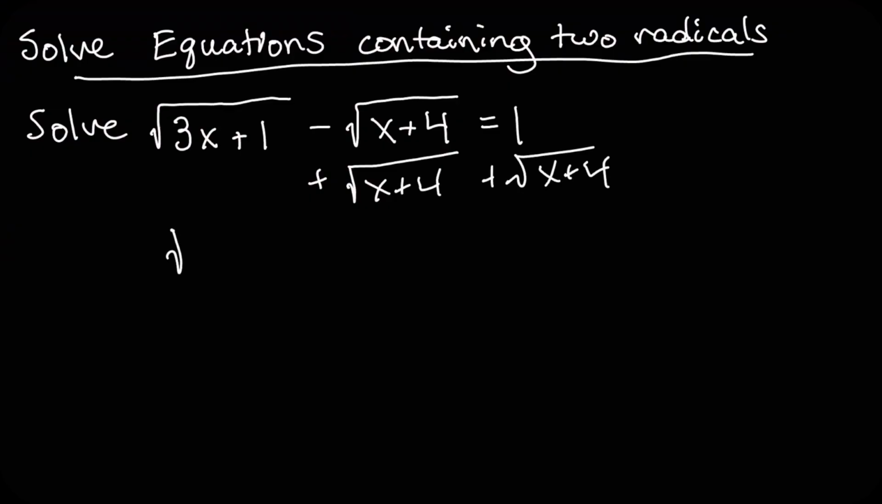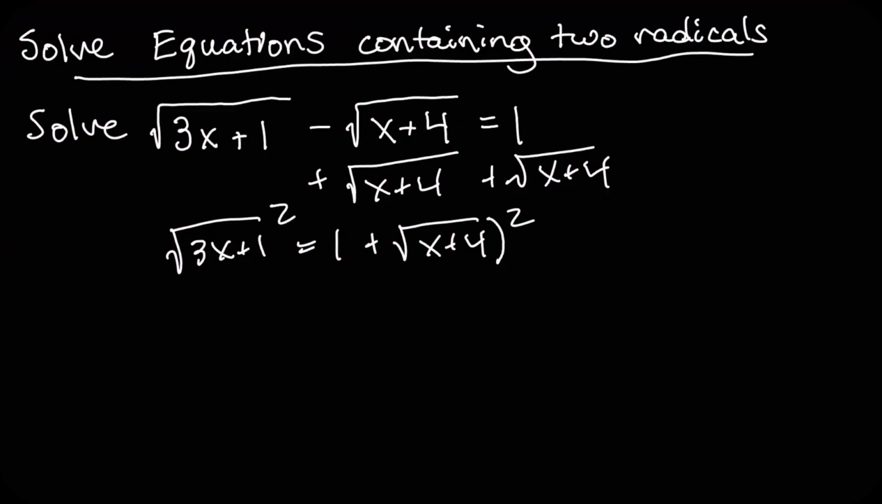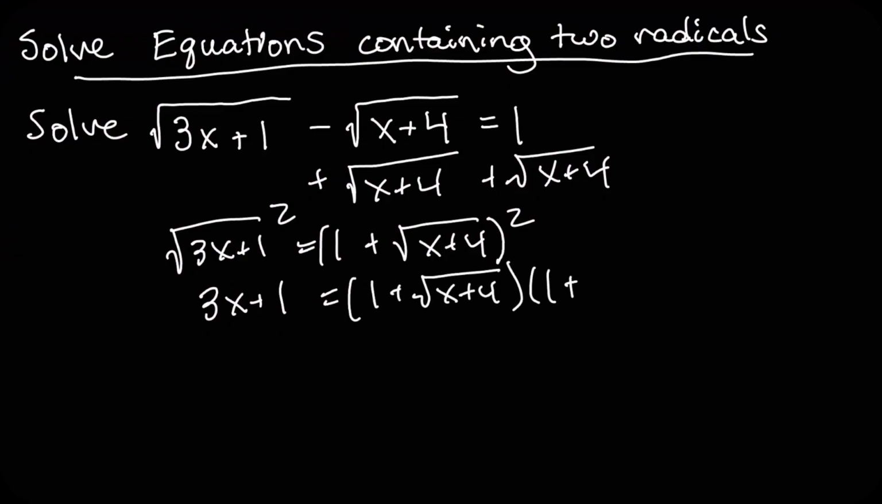So you're left with 3x plus 1, and that's going to be equal to 1 plus the square root of x plus 4. And then we're going to go ahead and square that. Now, this will be 3x plus 1, and that's going to be equal to, and really this is 1 plus the square root of x plus 4 times 1 plus the square root of x plus 4.